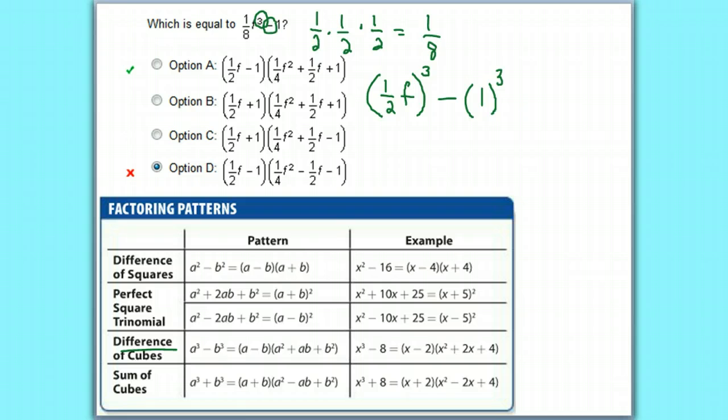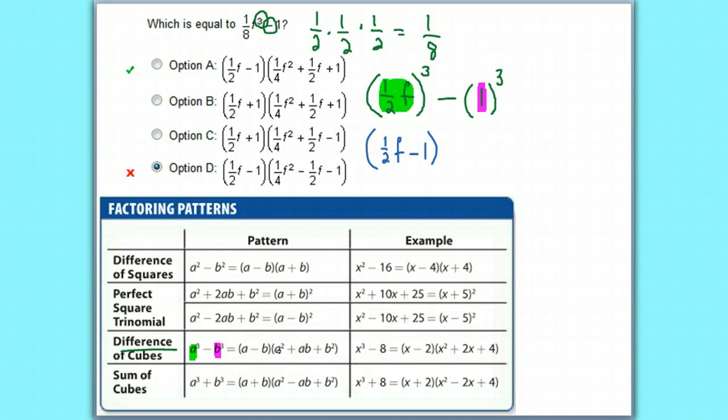Okay, now this, let me grab my highlighter. This is like our A in this formula. And this inside here, so you're just looking inside the parentheses, that's like your B. Okay? So now we're just going to fill in over here. We're just going to put A minus B, A squared, A times B, B squared. So we would have 1/2 f minus 1. Okay, so 1/2 f minus 1.